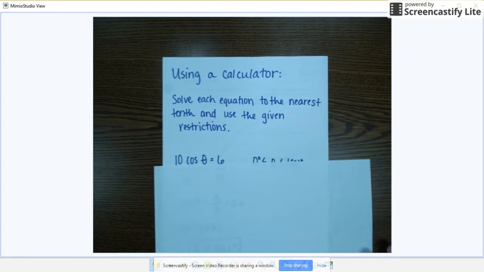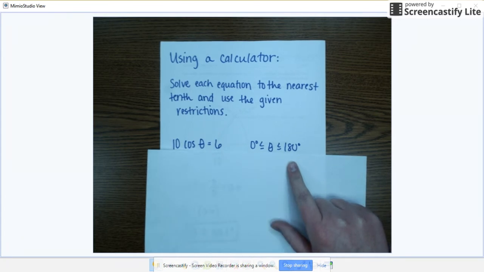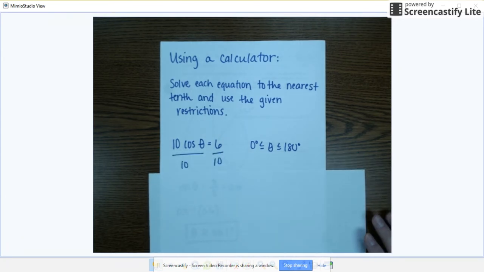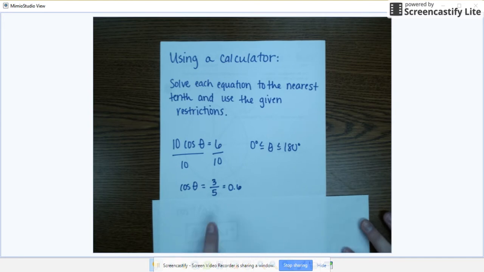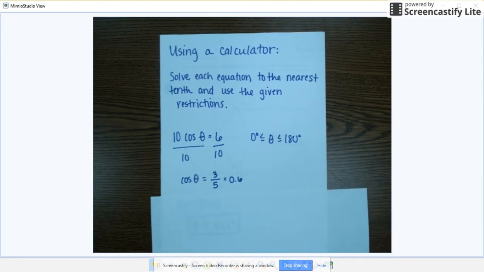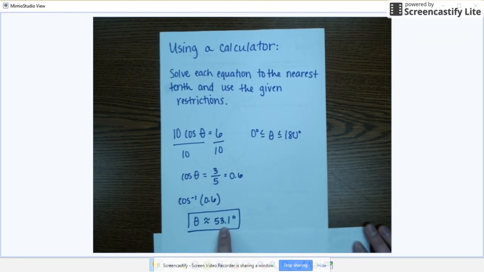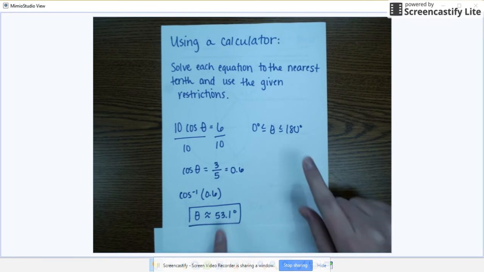Use the given restriction. So we have 10 cosine of theta equals 6, and we want our degree value to be between 0 and 180. Solve again for cosine by dividing by 10. Cosine would be 3/5, or you could write that as a decimal as 0.6. And then we have to find the inverse. So on our calculator, we would find that inverse cosine button. A lot of times you're going to have to hit second cosine. So inverse cosine of 0.6 comes out rounded to the tenth as 53.1 degrees. And since that's between 0 and 180, that's all we need to do.